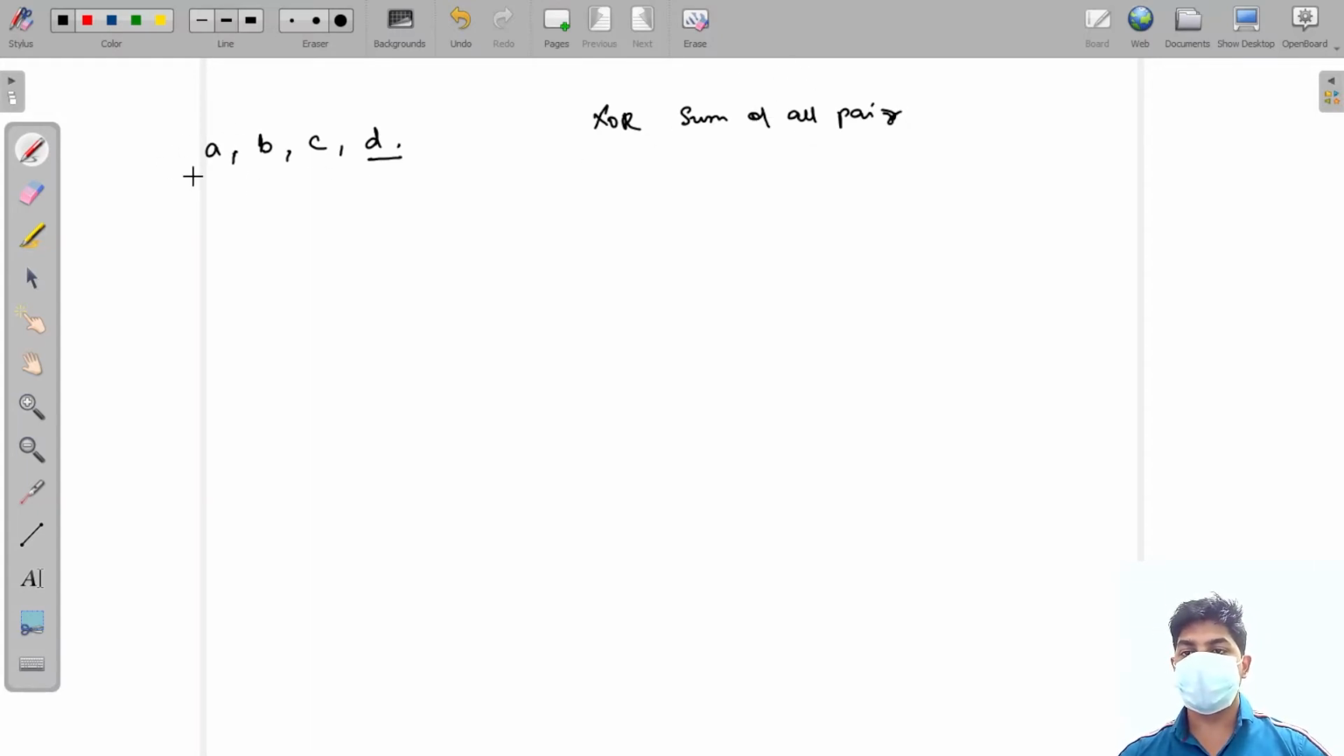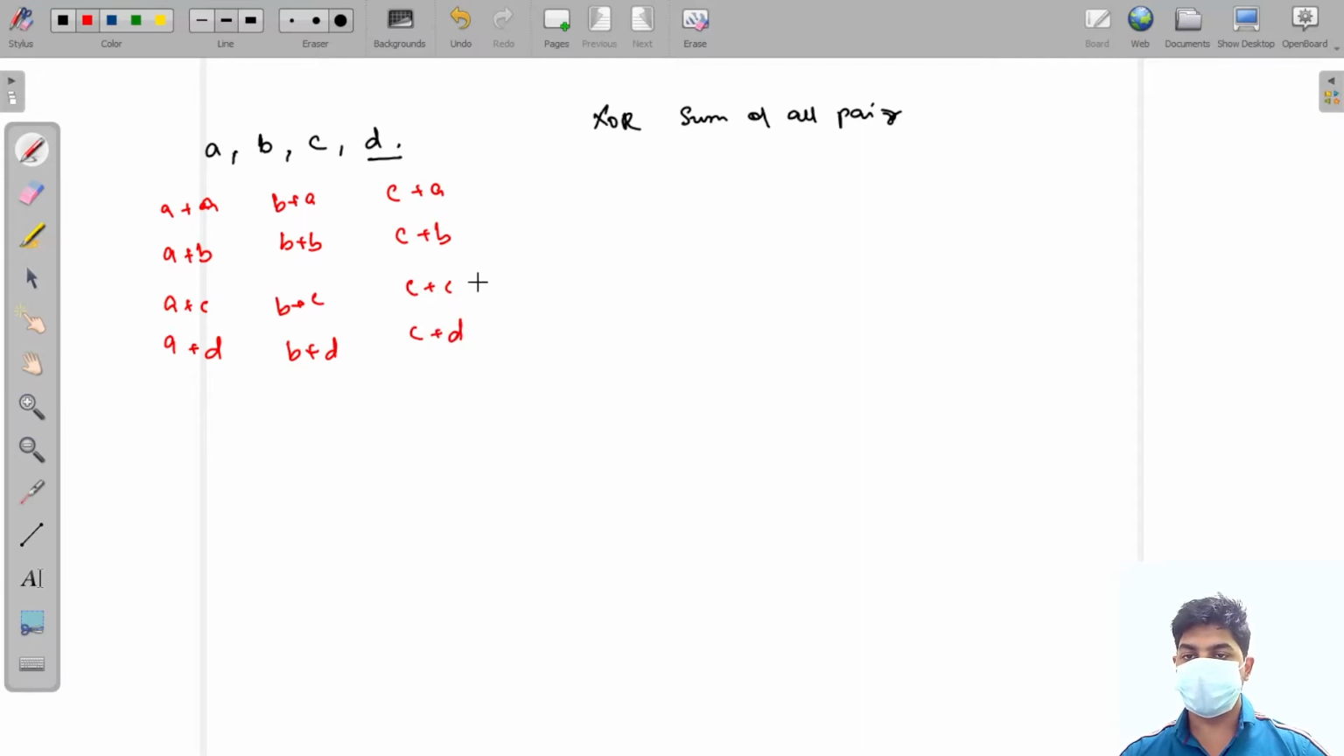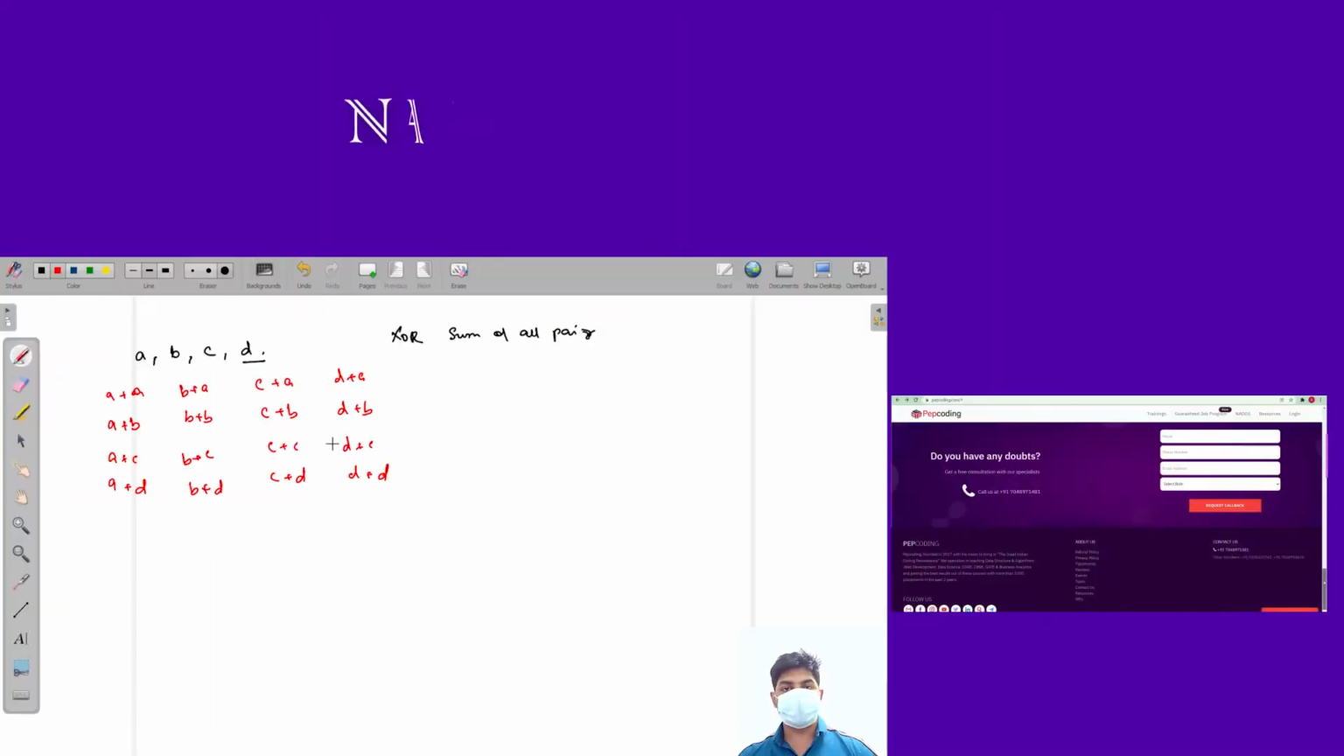So if we calculate the sum of all pairs, what will be all the pairs? A plus A will be a pair, right? Another pair will be A plus B, and A plus C will be a pair, A plus D. Similarly, B plus A, B plus B, B plus C, and B plus D. C plus A, C plus B, C plus D, D plus A, D plus B, D plus C, and D plus D. So these are all the pairs.